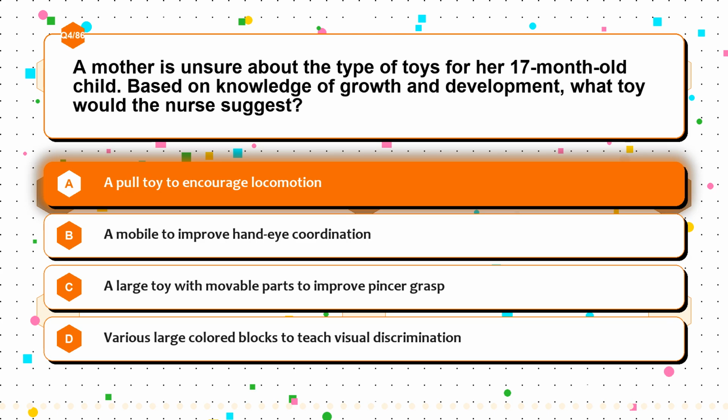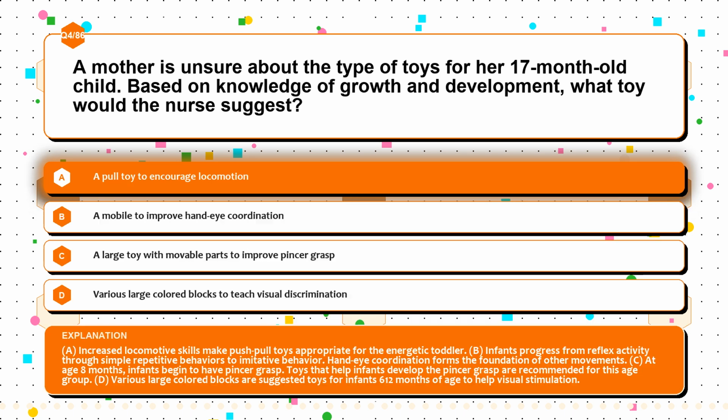The correct answer is option A. A pull toy to encourage locomotion. Increased locomotive skills make push-pull toys appropriate for the energetic toddler. Infants progress from reflex activity through simple repetitive behaviors to imitative behavior. Hand-eye coordination forms the foundation of other movements. At age 8 months, infants begin to have pincer grasp. Toys that help infants develop the pincer grasp are recommended for this age group. D. Various large colored blocks are suggested toys for infants 6 to 12 months of age to help visual stimulation.